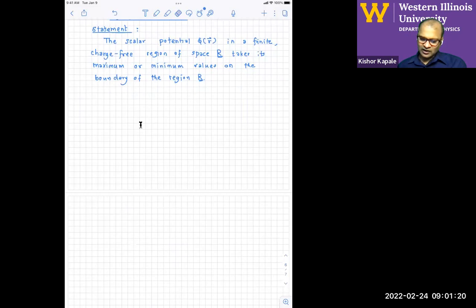The maxima or minima, remember, this is a very, very powerful statement. You don't know anything about phi. In a given region of space, there are no charges, but there may be charges outside that are generating this phi. What you could say is within this region, you cannot have a maxima or a minima of phi. The maxima or minima will only be on the boundaries, not inside the volume of interest. So in that sense, it is very powerful.